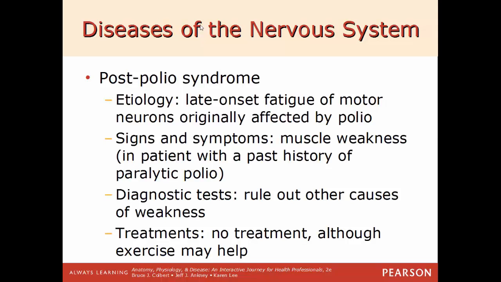strength in damaged muscles. Post-polio syndrome, etiology, is a very late onset fatigue of motor neurons originally affected by polio. This could be decades after the initial infection. Signs and symptoms: muscle weakness in a patient with a past history of paralytic polio. Diagnostic test: you need to rule out any other possible causes of muscle weakness. Treatments: there are no treatments, but there's some evidence that vigorous exercise may be able to help.